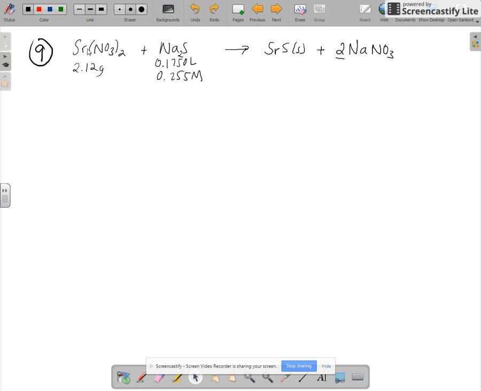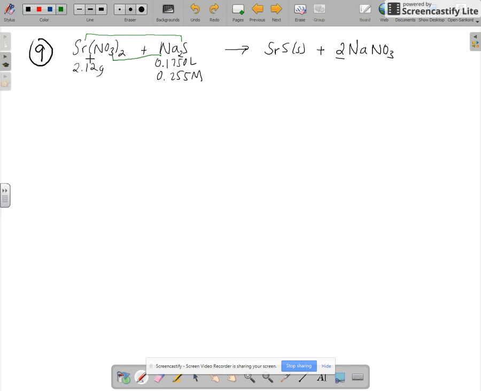So it says you have 2.12 grams of strontium nitrate reacting with the solution of sodium sulfide. So I wrote it out. It's a classic double replacement, and I balanced it. Okay, so of course, the strontium is hooking up with the sulfur, and that is a precipitate. Most sulfides are insoluble, of course, unless bonded to alkali metals, ammonium ion. Okay, so that's my precipitate. And then sodium and nitrate, those are my spectators. Okay, just sort of swimming around.